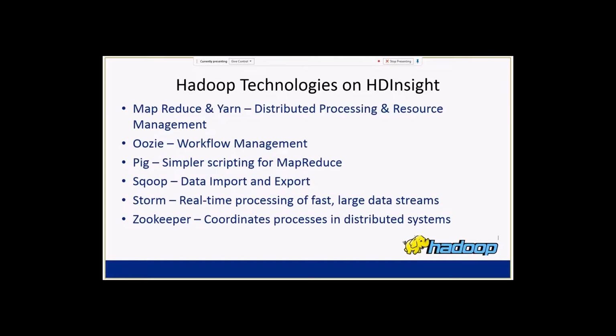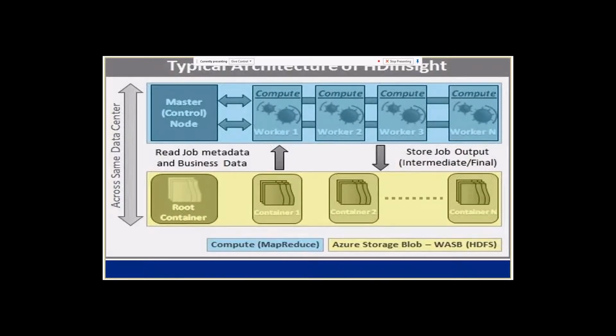The other one that I just want to highlight here is that we'll be using MapReduce and Yarn, and it is used for distributing processing and resource management. One other quick option that we want to cover here is the topic of what is the typical architecture of HDInsight.